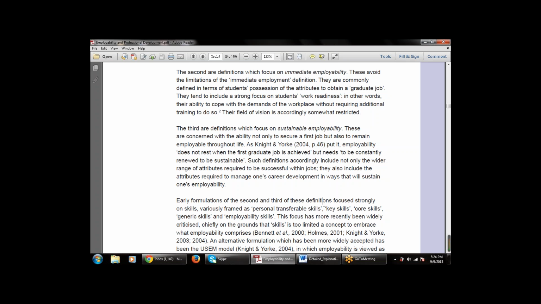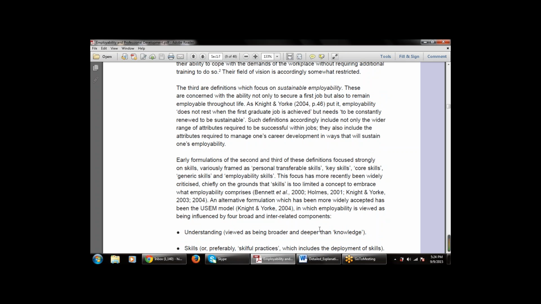An alternative formulation which has been widely accepted is the USEM model, in which employability is viewed as being influenced by four broad and interrelated components. First is understanding, that is viewed as being broader and deeper than knowledge.